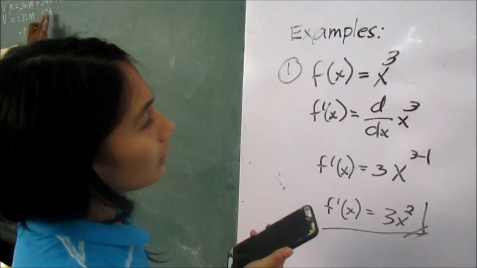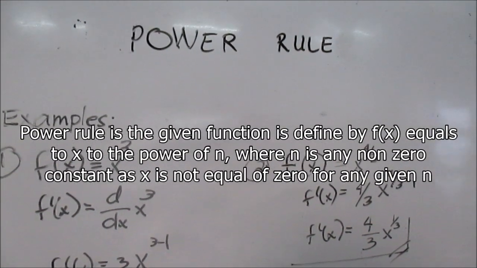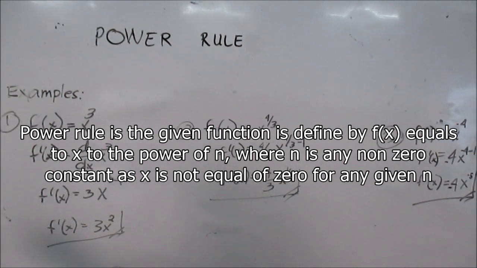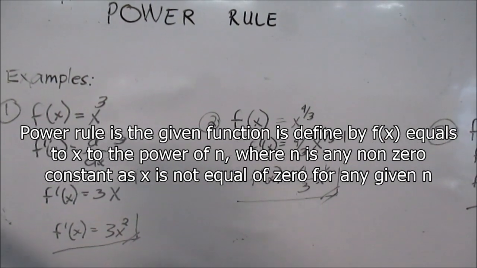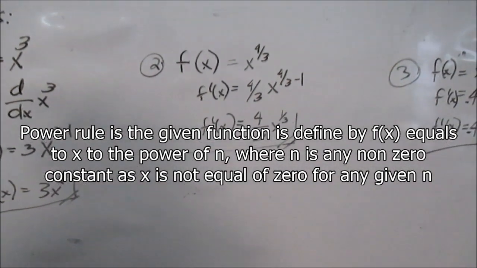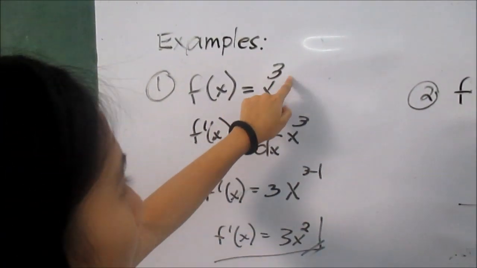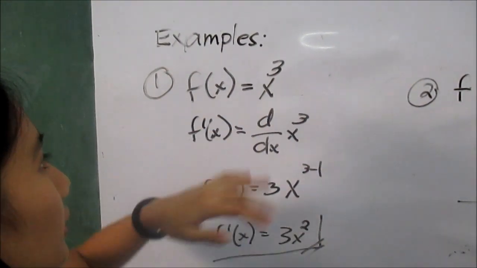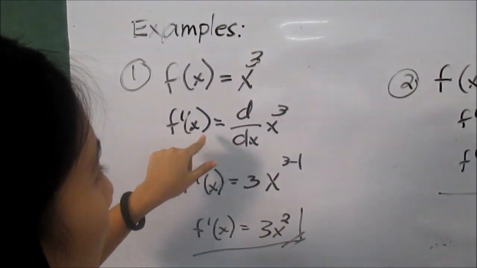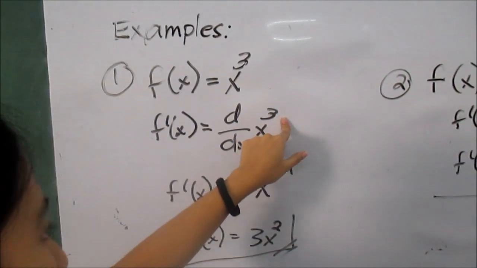So now, our topic today is the power rule. The power rule is for a given function defined by f of x equals x to the power of n, where n is any non-zero constant and x is not equal to 0 for any given n. So example number 1: f of x equals x to the power of 3. The derivative of x to the power of 3 equals f prime of x equals d over dx of x to the power of 3.